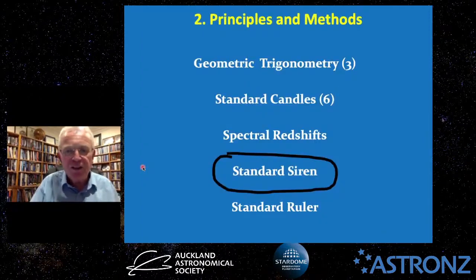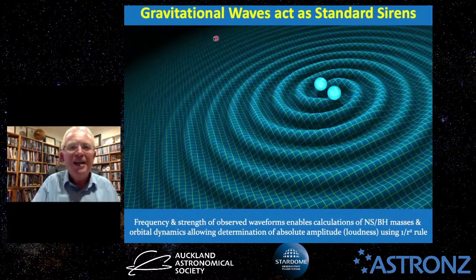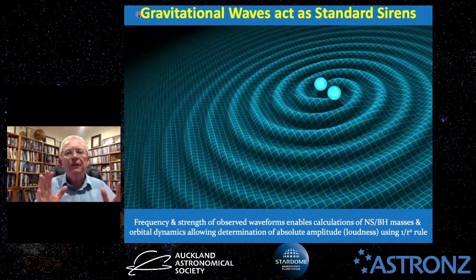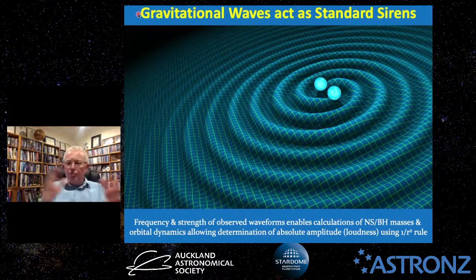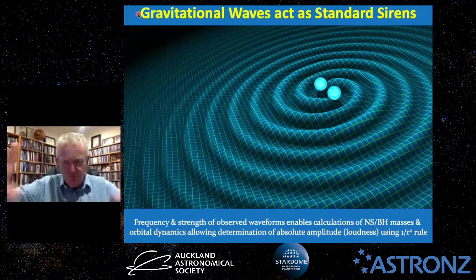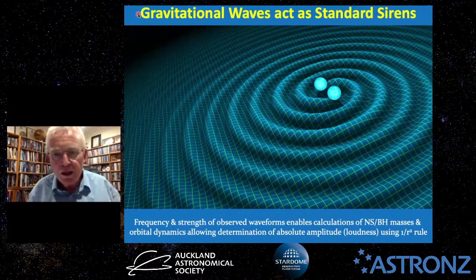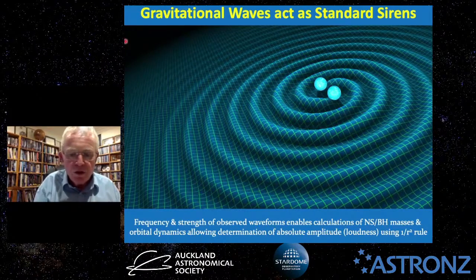So how about a standard siren? Sirens are sound waves, aren't they? So gravitational waves. Gravitational waves are something new. Einstein predicted them about 100 odd years ago, but it's only been the last 6 or 7 years that we've been seeing them, and that the gravitational wave detectors have been reporting them.